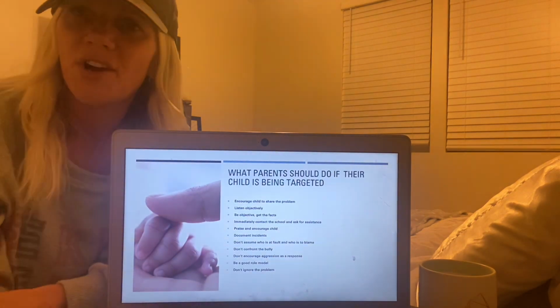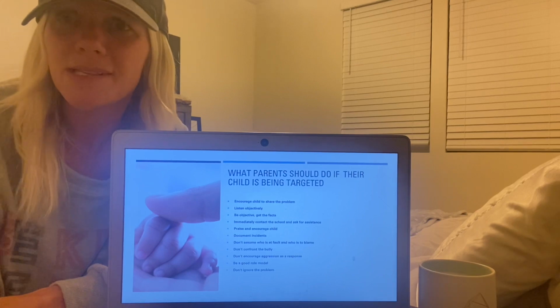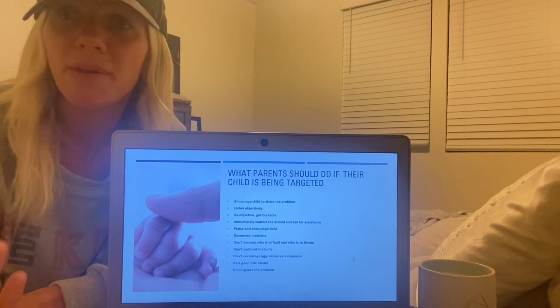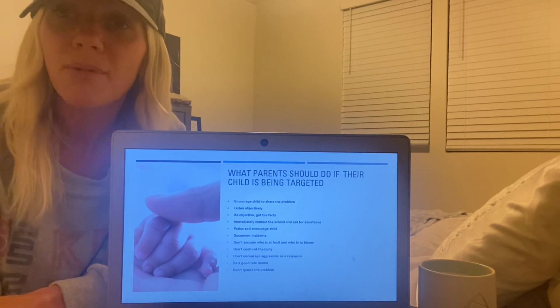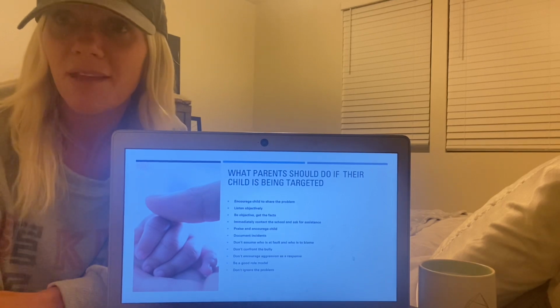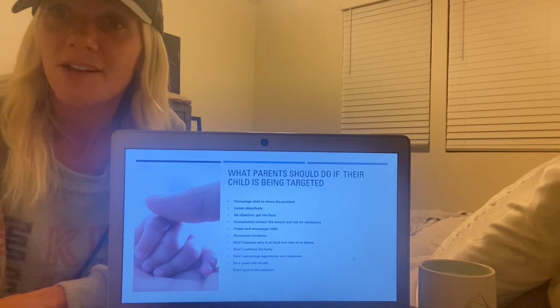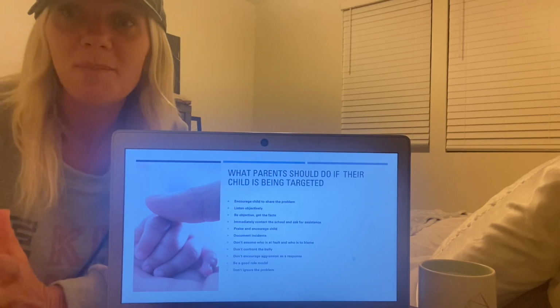So a lot of these are very obvious, but they're easy to do and they make good sense. Just be a good listener, report the problem, model kindness and good behavior. And I think sometimes that naturally just rubs off on the child.